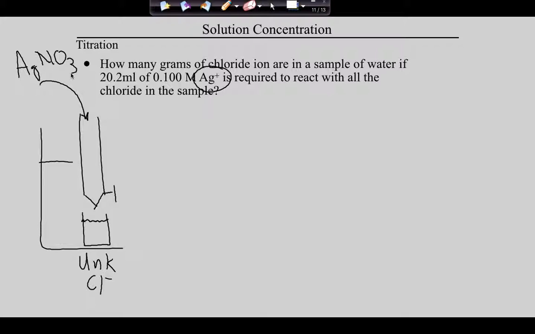So guys, why didn't they mention the nitrate? Why didn't they mention the nitrate? Which we don't call a bystander, it is a spectator.